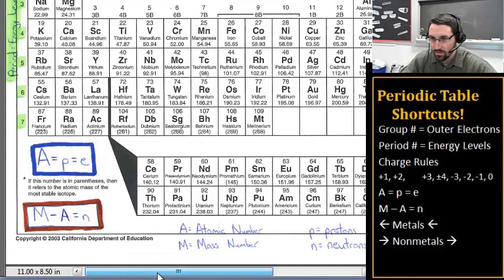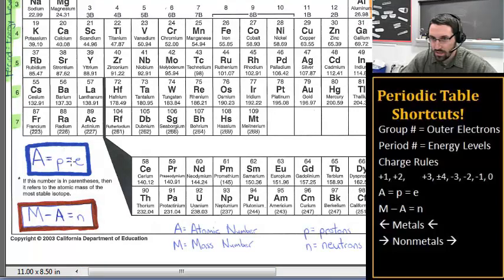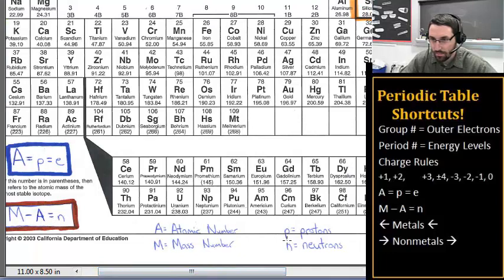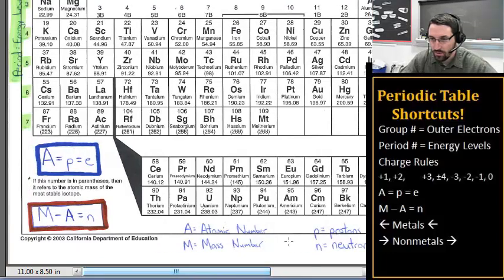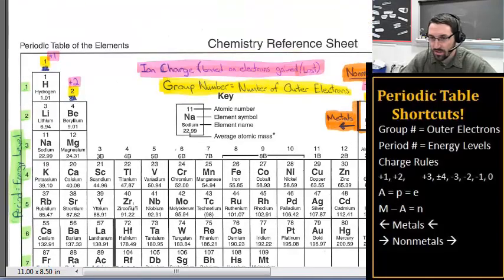The other shortcuts we have are APE, A equals P equals E. The atomic number is equal to the number of protons, which is equal to the number of electrons. And so that's what the first one is. That is for a regular neutral atom. And then the last shortcut that we have right now is M minus A equals N. Mass number minus atomic number equals neutrons. If you have those 6 periodic table shortcuts, it will help you understand a whole lot of information much faster. That's why they are shortcuts.